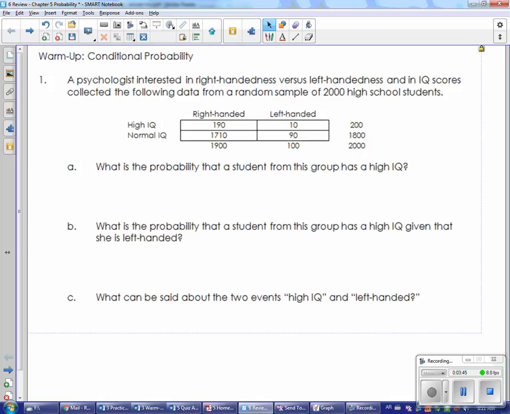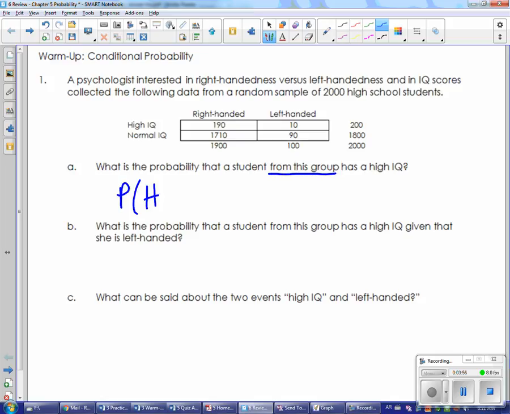It says, what is the probability that a student from this group has a high IQ? Notice that we're talking about the whole group, from this group. This is not a conditional probability. This is just a basic, what is the probability that someone has a high IQ? If you want to use a shorthand notation, if you want to use letters or variables to represent each of the events, that's fine, but you need to define them. So if I want to use the letter H to represent a high IQ, I need to make sure that I'm defining my event. So this would be normal. I could say this is right, or R, and this is L, and then I can use variables to represent these events.